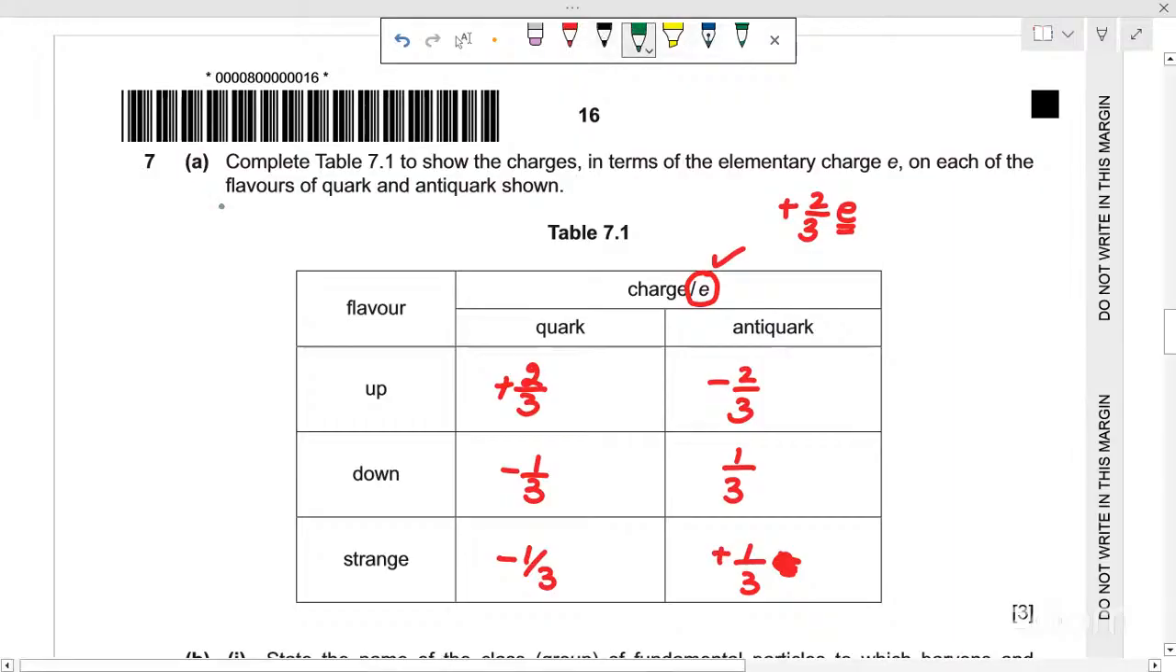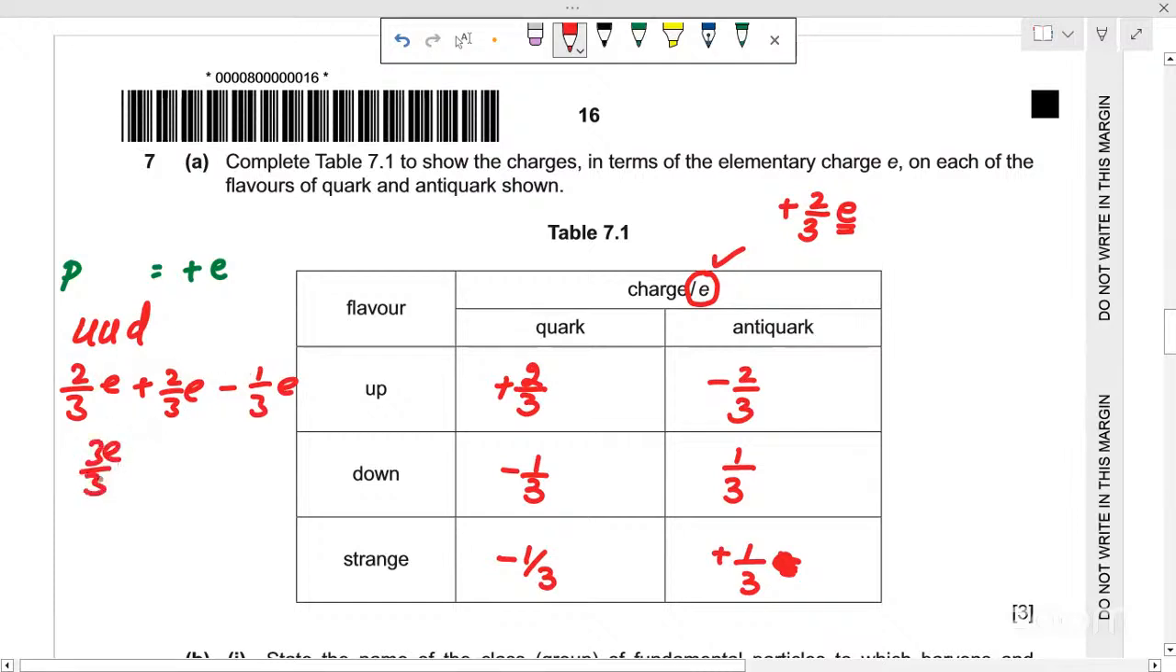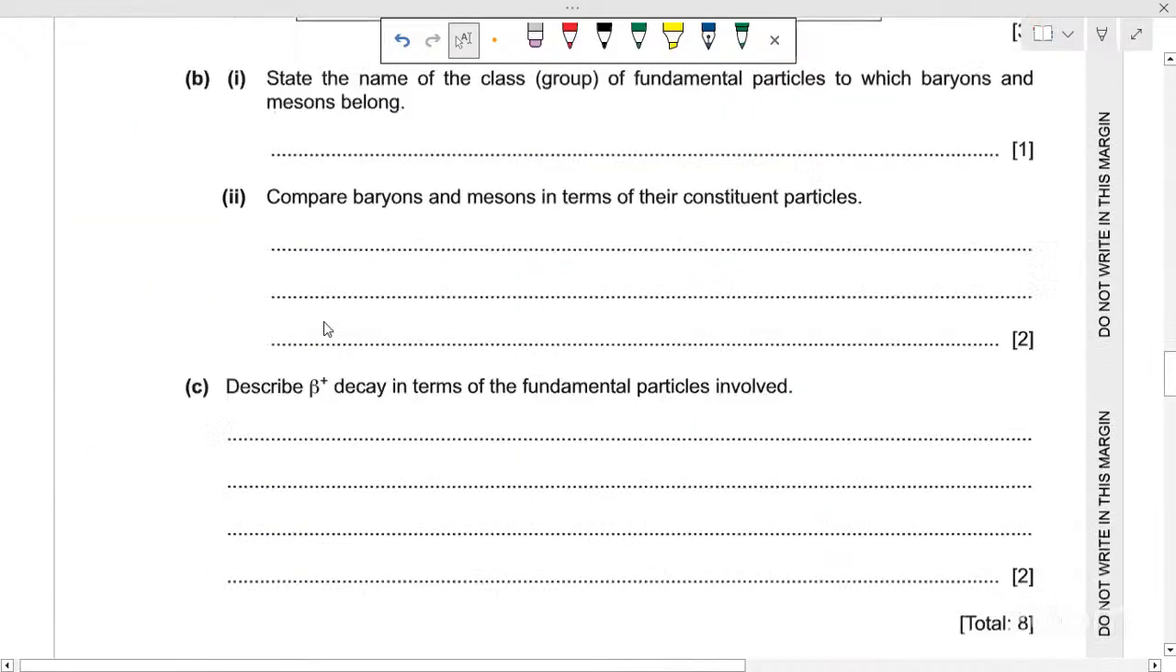What is the quark composition of proton? The charge on proton is positive 1 e, and it is made up of three quarks, two up and one down. Up is 2 by 3 e, plus another up which is 2 by 3 e, and the down is minus 1 by 3 e. If you add all these three, you will get 3e by 3, which is e. So you should know the quark composition of proton and neutron.